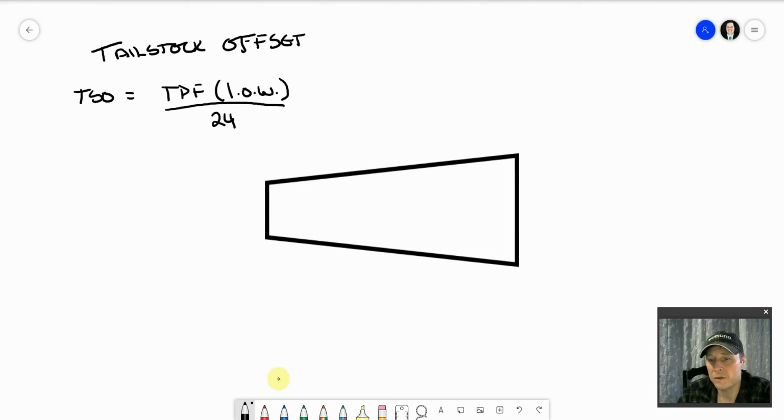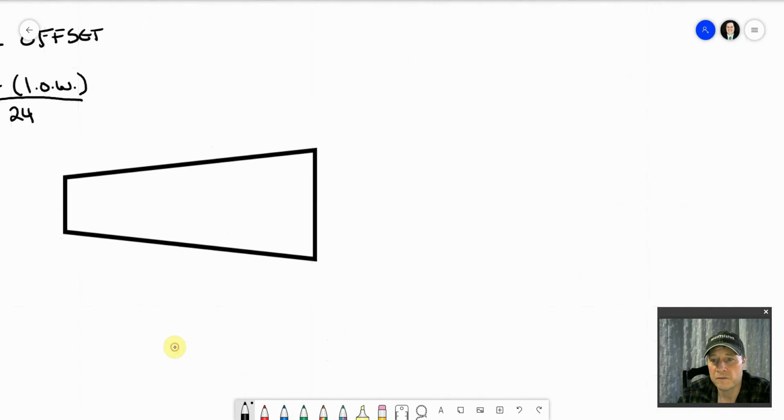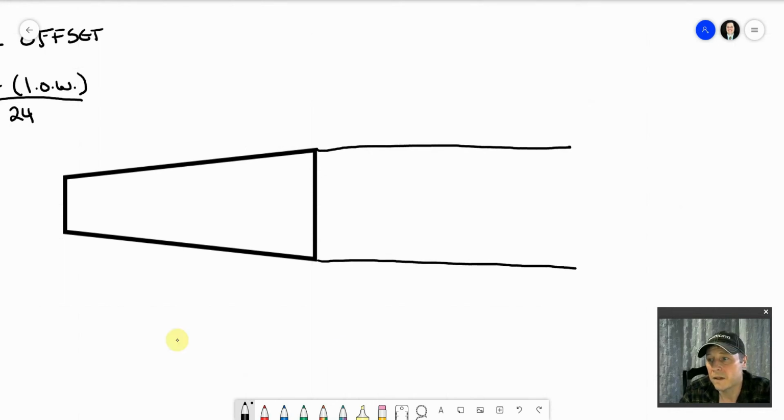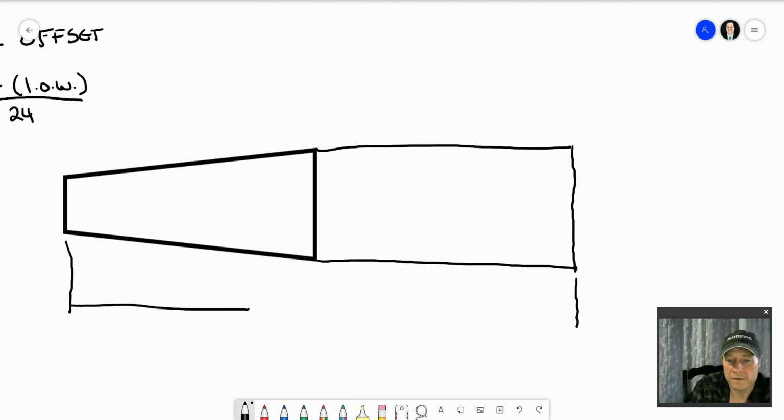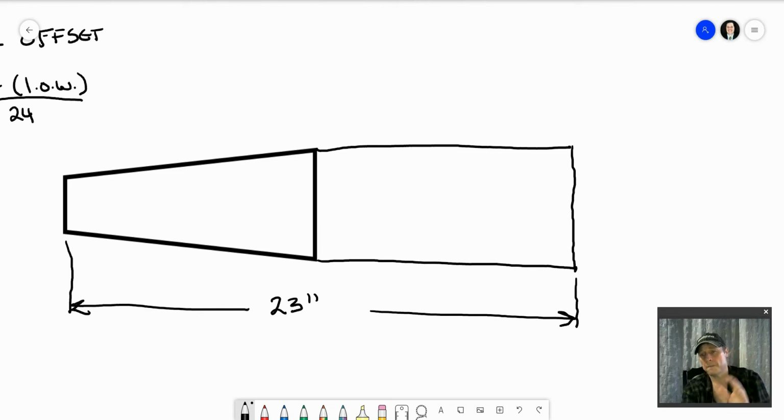Okay, so what I'm going to do is I'm just going to slide my screen over for a second and imagine that your part is, oops, sorry. You get what you get here, guys. All right, so you imagine that your part, let's say, is 23 inches long. So the taper's not 23 inches long, the part is.